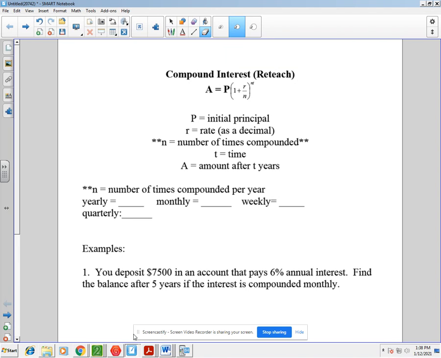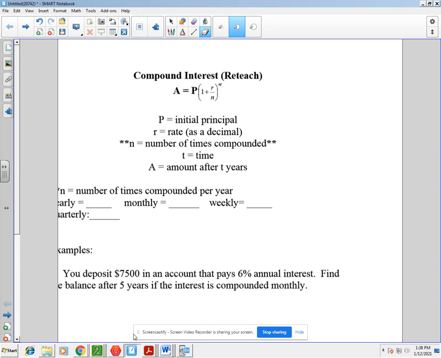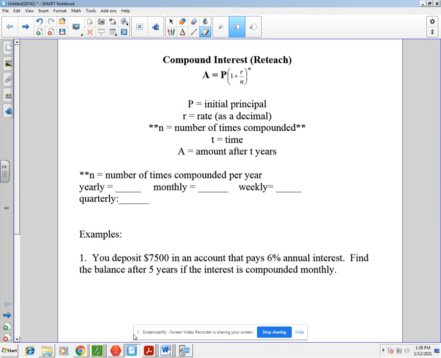So we talked about initial principal, which is technically the money you invest. We also talked about interest rate as a decimal. N stands for number of times it's compounded. T is time in years. And A is the amount after T years.